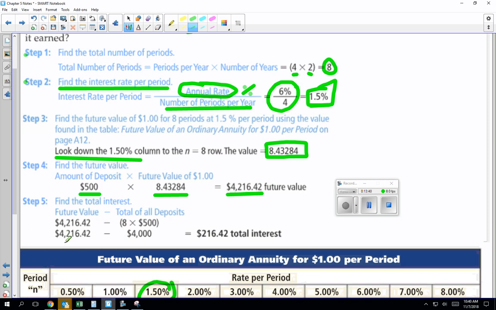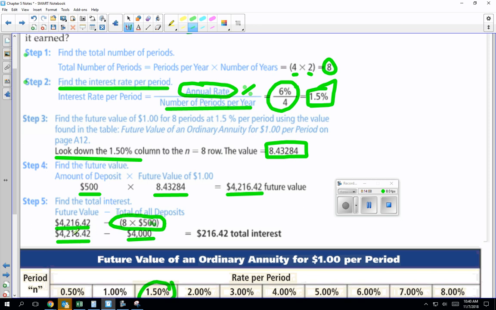So then if we want to find out how much interest we have, we take our $4,216.42. We have made 8 deposits of $500. So we have to do that little calculation, and we go, oh yeah, 8 times 5 is 40, and we put the 2 zeros from the 500 on there. So we go, oh, we've put in $4,000. So how much interest did we earn?